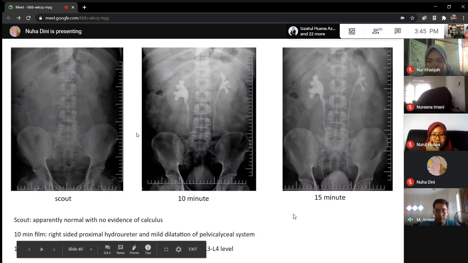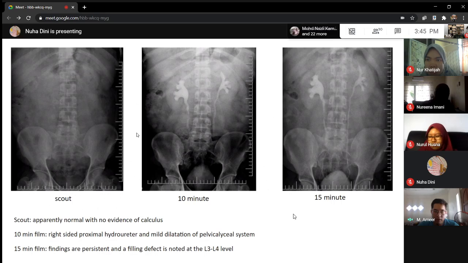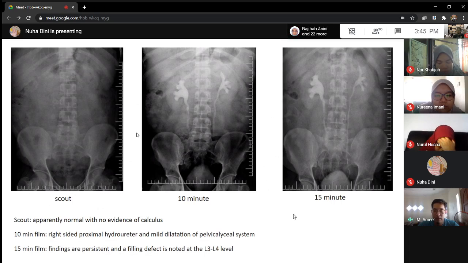Okay, this is an example of the IVU. The first photo is the initial photo of the investigation. The second photo is 10 minutes after administration of the contrast, and the third photo is 15 minutes.